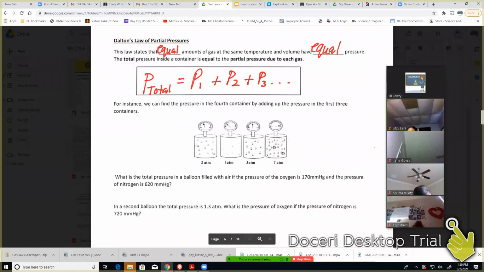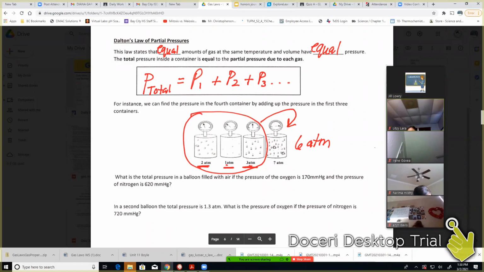So if I had one container that had gas in it and the pressure was 2 atmospheres, another container, same size, and it was 1 atmosphere, and then the third one had gas in it that was 3 atmospheres. If I put all of these together and put them into a container that was about the same size to get the total pressure, I would just simply add up how much each individual was. So 2 plus 1 would be 3, plus another 3 would give me 6 atmospheres as my P total when I mixed it all together.